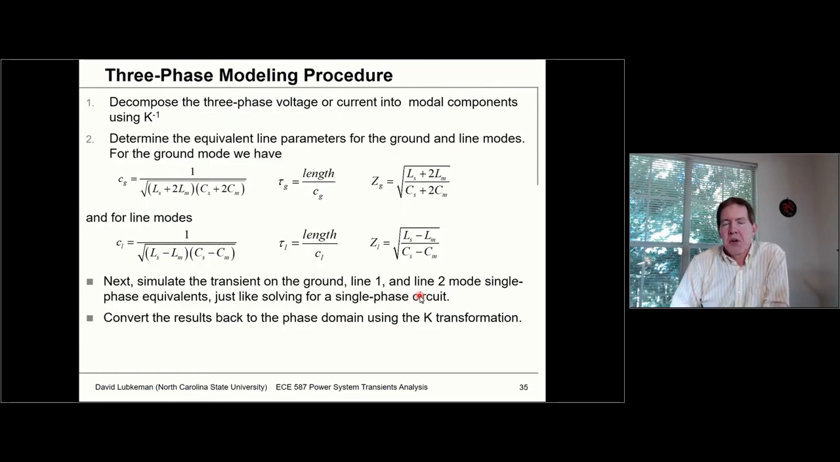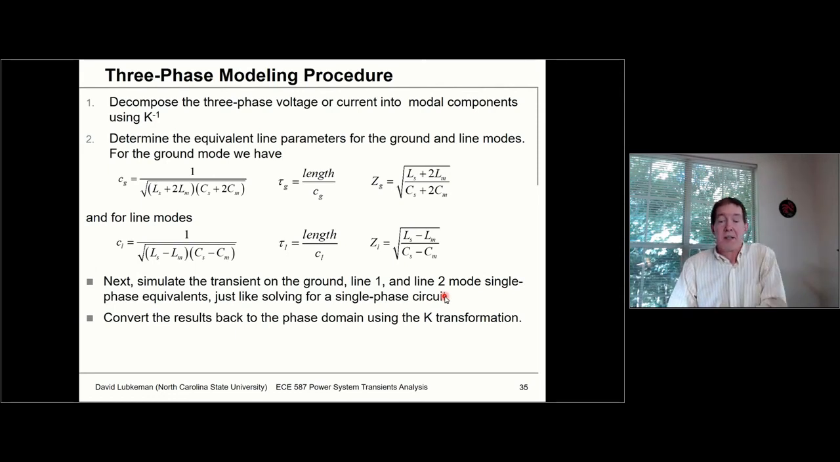So the way this would work as far as three-phase modeling is we would have our voltages and currents in terms of ABC. We translate everything in terms of the modal parameters, G, L1, L2. We would have a speed for the ground mode. We'd have a speed for the line modes. We'd have a characteristic impedance for the ground mode. We'd have a characteristic impedance for the line modes. They're not going to be the same. We basically work this through using, say, pulse balance diagrams for the ground and the two line modes. And then once we had the answers, we convert back into phase values again.